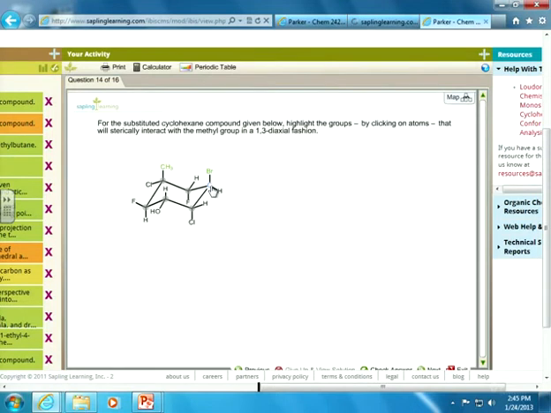Now we're going to do the same thing going counterclockwise. So again, back at carbon 1, 2, 3. The hydrogen is the one that's axial. So there's your 1,3-diaxial interaction.